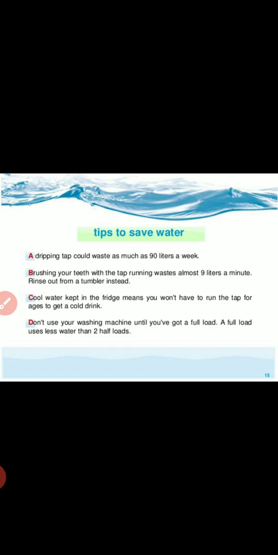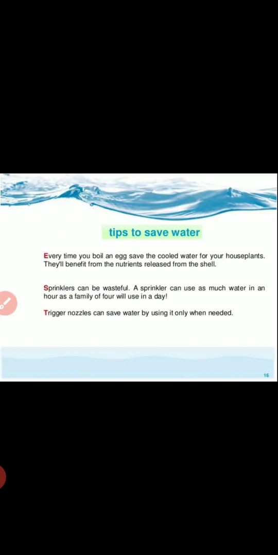Don't use your washing machine until you have a full load. A full load uses less water than two half loads. Every time you boil an egg, save the cooled water for your house plants. They will benefit from the nutrients released from the shell. Sprinklers can be wasteful. A sprinkler can use as much water in an hour as a family of four will use in a day. Trigger nozzles can save water by using it only when needed.